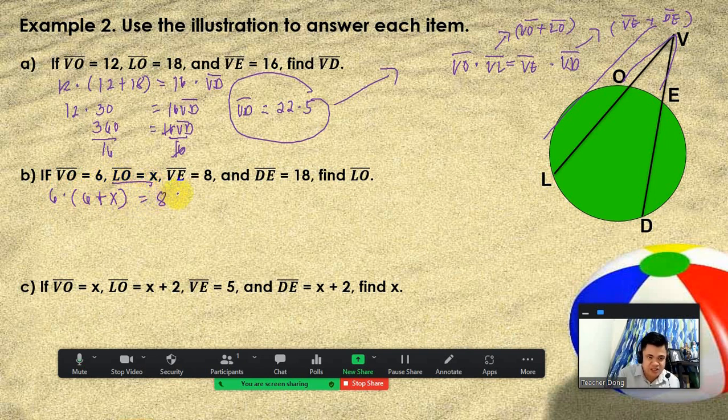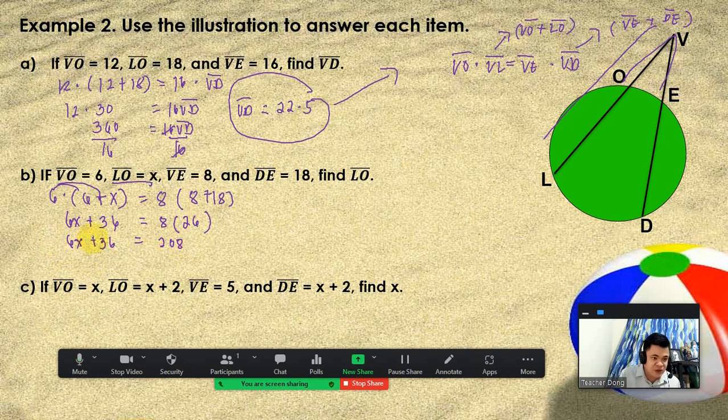The segment VE is 8 times 8 plus 18, because segment VD is the sum of segment VE and DE. Then the next thing is we will distribute the monomial to the binomial. So we're going to have 6x plus 36, or 36 plus x, so that you will not be confused. So I just arranged it. Next, equals 8 plus 18 is 26. Then multiply the two. 8 times 26 is 208. Bring down 6x plus 36.